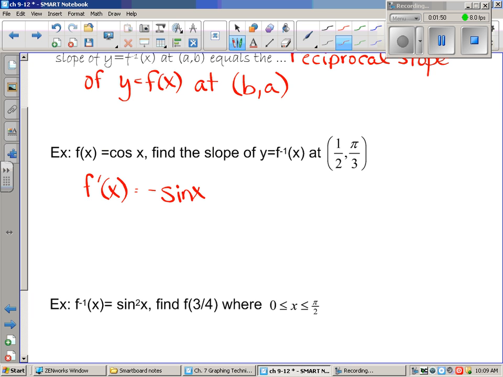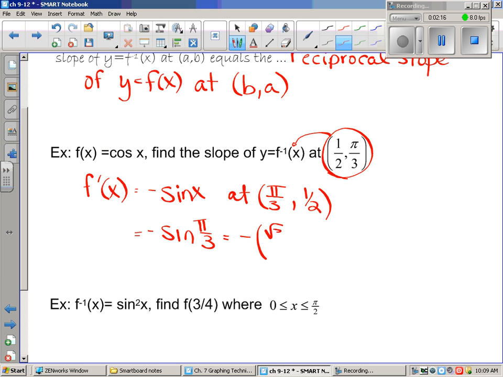But instead of finding it at the point (1/2, pi over 3), because that's the point that goes with the inverse, what we're going to do is find it at (pi over 3, 1/2). So to do this, that's pretty simple: you're going to say negative sine of pi over 3, and so that is negative root 3 over 2. And so my answer then is going to be negative 2 over root 3, because we want the derivative of the inverse, or the slope of the inverse. And so we just simply do the reciprocal of that.